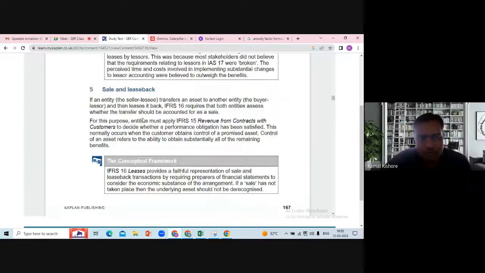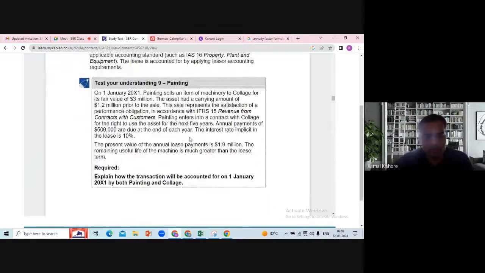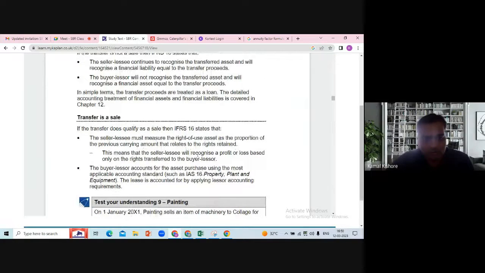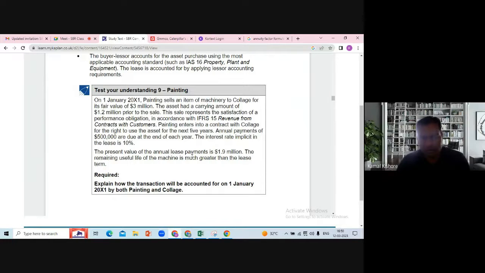Basically, for this purpose, entities must apply IFRS 15 to decide whether a performance obligation has been satisfied. So that is what they are telling. They are already telling you that a performance obligation is satisfied. So this is a sale, and that means you will have to go through it like this. Then the 1.8 million is the gain we have got, but on the sale we will not show the entire 1.8 million as gain.